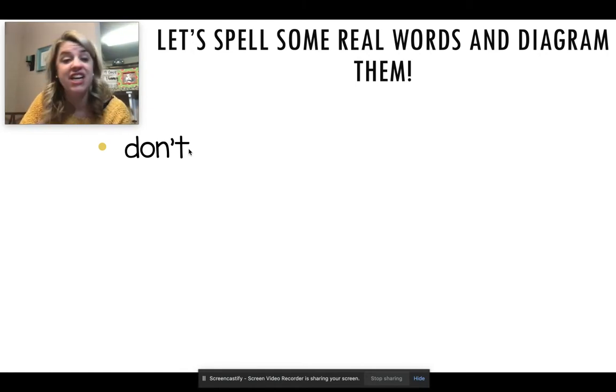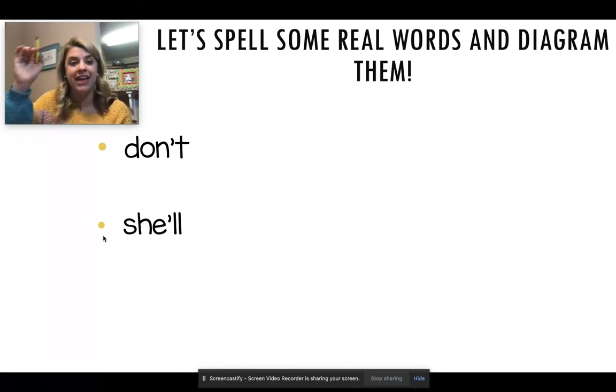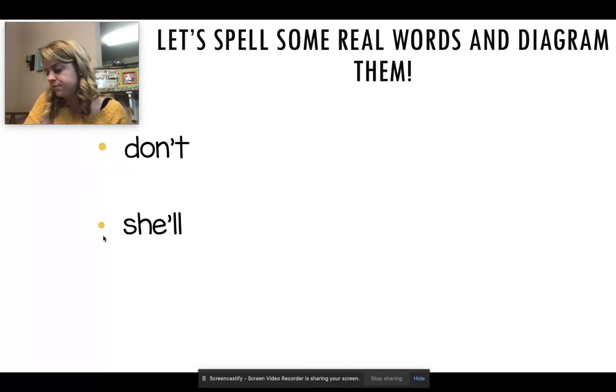Word number 2 was she'll. Same thing. If we didn't have the apostrophe in this word, it would spell the word shell. Okay, but since there's that apostrophe there, it lets us know that the letters W and I should be there, but they're not because it's a contraction. Okay, so she'll, S-H-E apostrophe L-L, she'll.